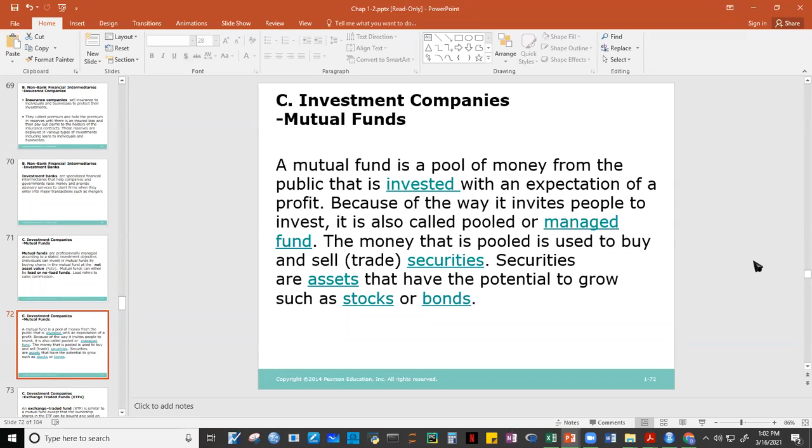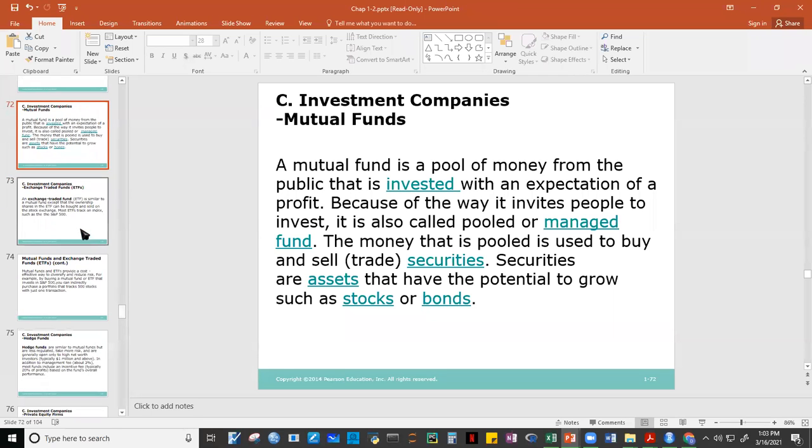I mentioned here that a mutual fund is a pool of money from the public invested with an expectation of a profit. So there are people managing the funds, and they pool the investments of different investors, and then they invest it in securities. It can be invested in stocks, can be invested in bonds. It can be balanced, depending on the objective. A balanced fund depends on the ratio invested in equity and in debt. So there are many schemes, guys.